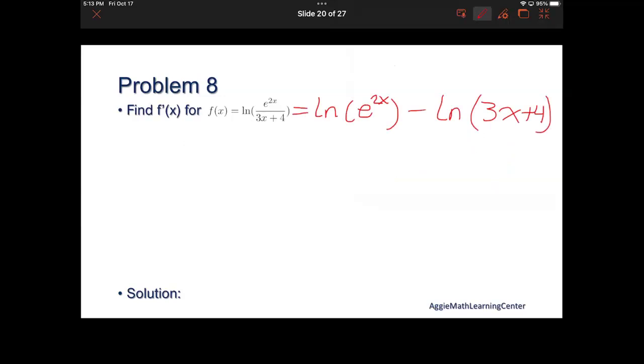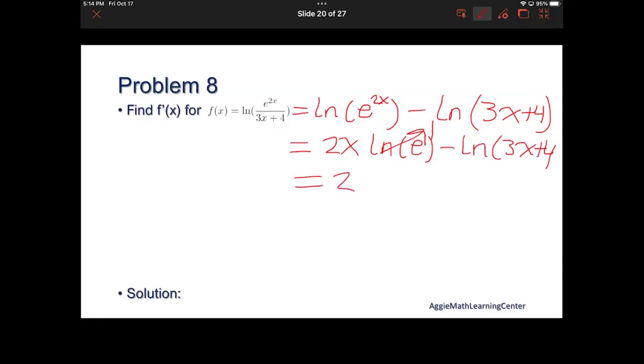And then from here, we see a power here. So we can pull that power out, get 2x ln of e to the 1. And then over here, we kind of have to leave that one together because it's a sum. The natural log of e, that's a function to an inverse function, so that's just 1. So we get 2. So for our derivative, we just need to look at these two bits.